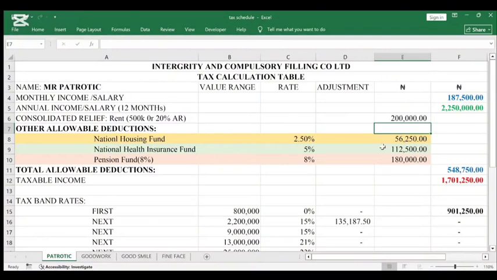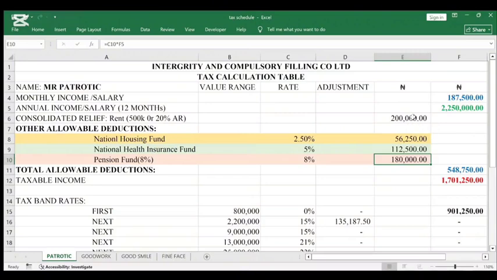All right, now let's go over. National Housing Fund is at 2.5%. So we'll take 2.5% of his annual income. That's the value there. All right, National Health Insurance Fund is 5%. 5% of his annual income is this amount. Then pension is 8%. Of course pension is 18%, but your employer contributes 10%, while you, the employee, contribute 8% from your annual income.